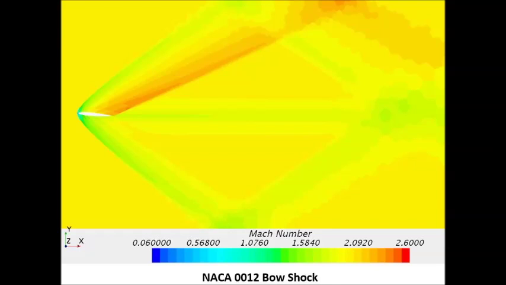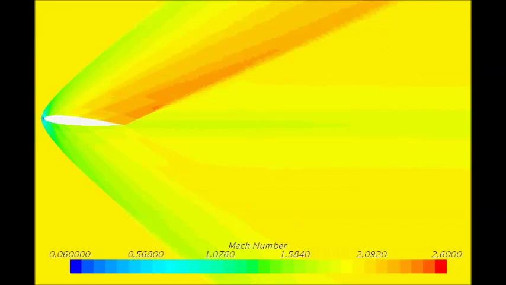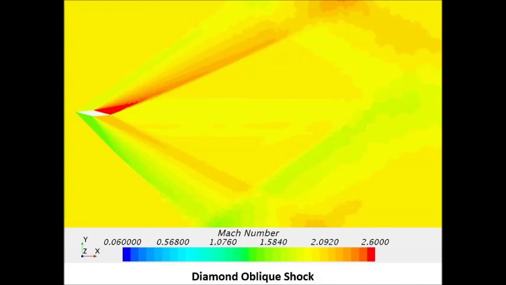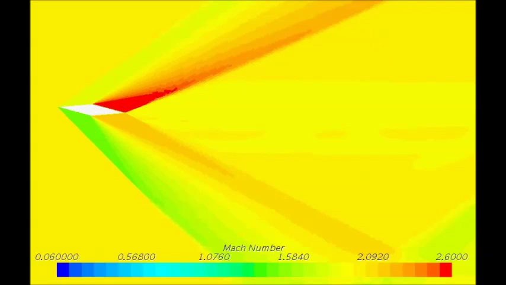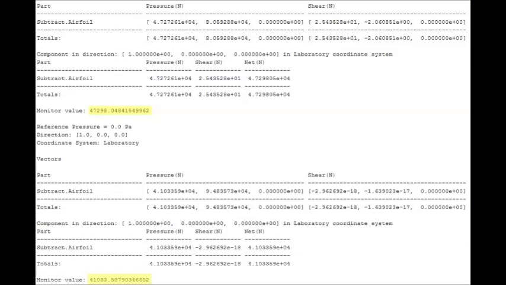You can clearly see the bow shock of the NACA airfoil, where the shock is curved, detached, and in front of the body, compared to the oblique shocks on the Diamond, where the oblique shock is straight and attached at the leading edge. The different types of shocks affect the drag in each. This is apparent as we see a difference of 6.265 kilonewtons of drag per unit span, clearly showing higher drag forces on the subsonic airfoil.